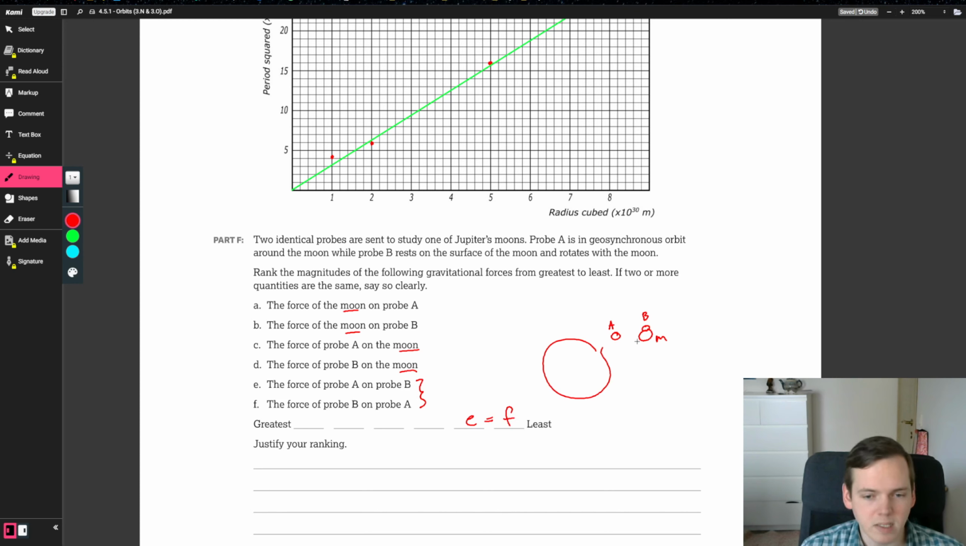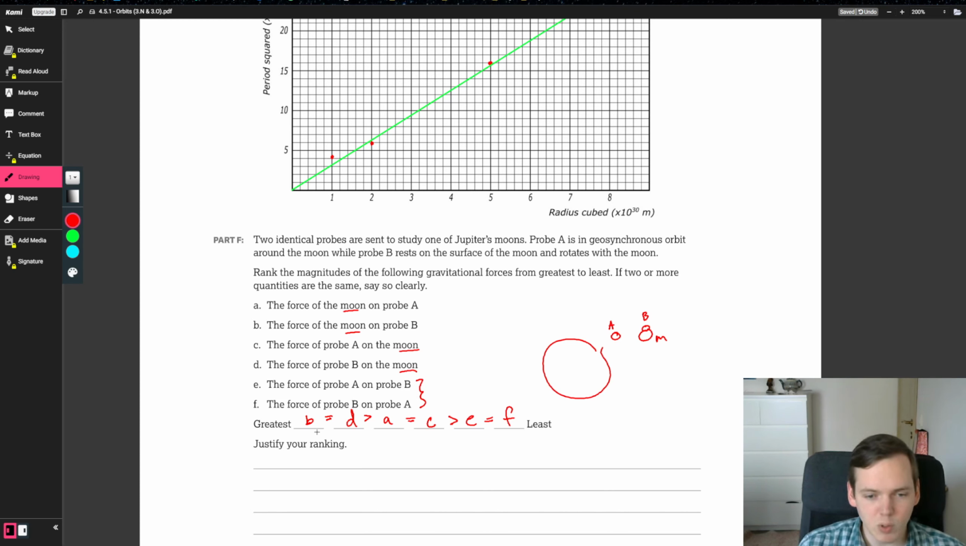Now, the moon pulling on probe A versus pulling on probe B, it's going to pull on probe B much stronger because it's closer. So the moon pulling on probe B and B pulling on the moon, well, by Newton's third law, we know those have to be the same. So B is going to equal D, and that's going to be greater than the moon pulling on probe A, which should be equal to A pulling on the moon, which will be bigger than the probes pulling on each other. And we just talked through that reasoning.